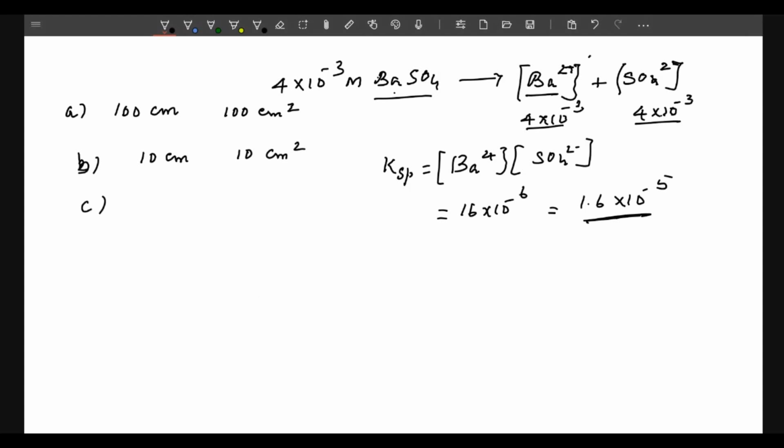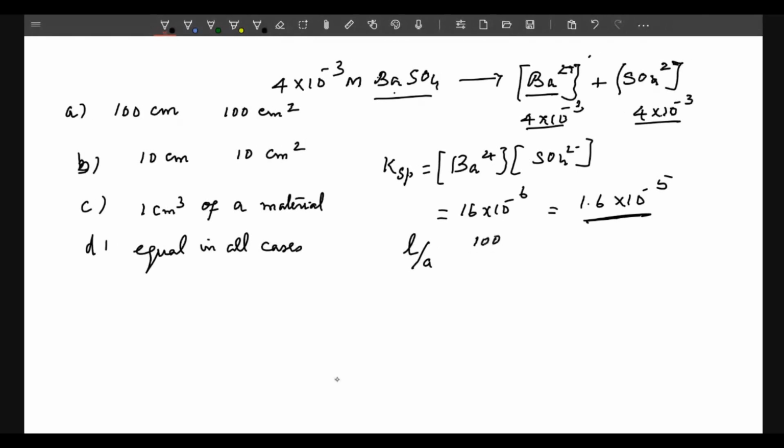C option, 1 centimeter cube of a material. The material is 1 centimeter cube. And D, equal in all cases. What is this? L by A is asked. Which L by A is higher cell constant? L is length 100, area 100 centimeter square, equivalent to 1 per centimeter in the case of the first one. The second also 1 per centimeter.